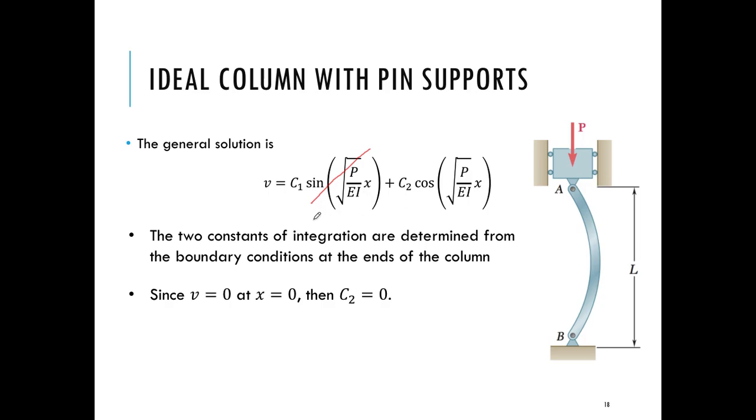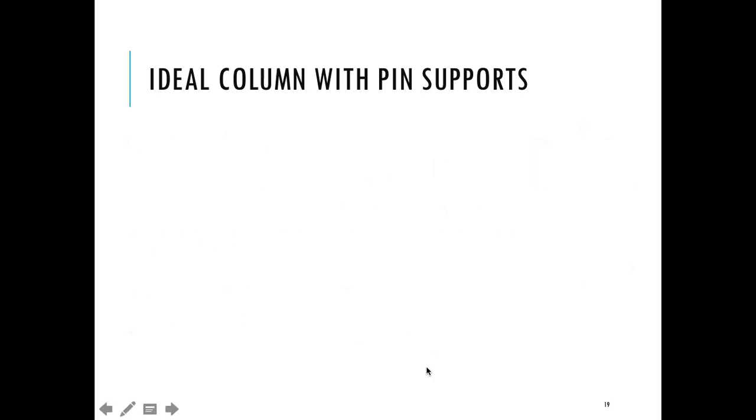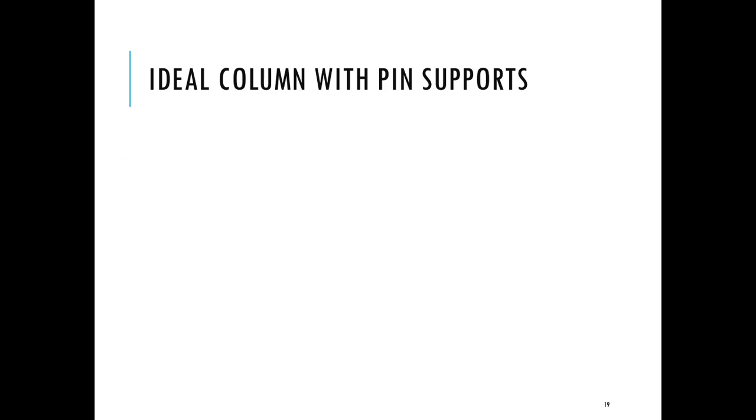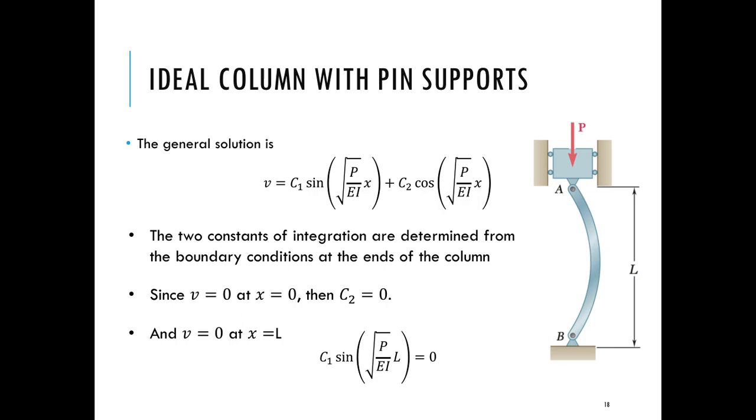Next, we have our second boundary condition at x equals L. Again, the deflection is 0 there too. Solving that, I get that this expression, c1 sine of the square root of P divided by EI, times L, must be equal to 0. Let's have a think about what the solution to this equation is. One solution is that c1 is 0, and then this will be fulfilled. However, that basically means that our deflected beam is completely straight.